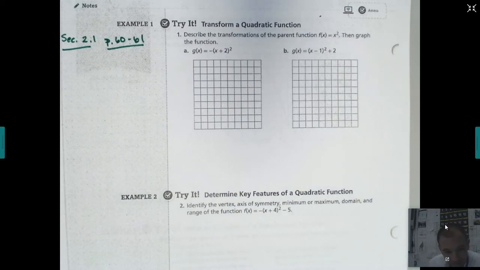Today we are going to talk about section 2.1. It is on page 60 and 61 of your workbook. All right. So we finished topic 1 right before fall break, and now we're going to go into topic 2.